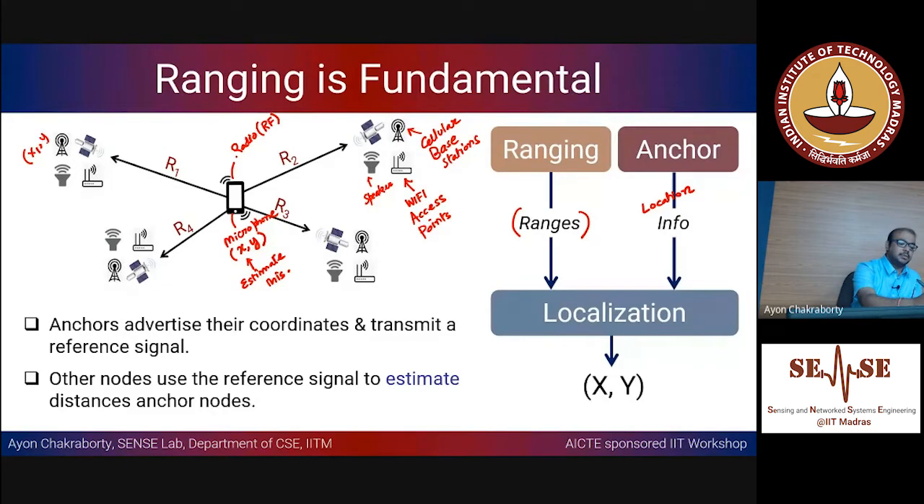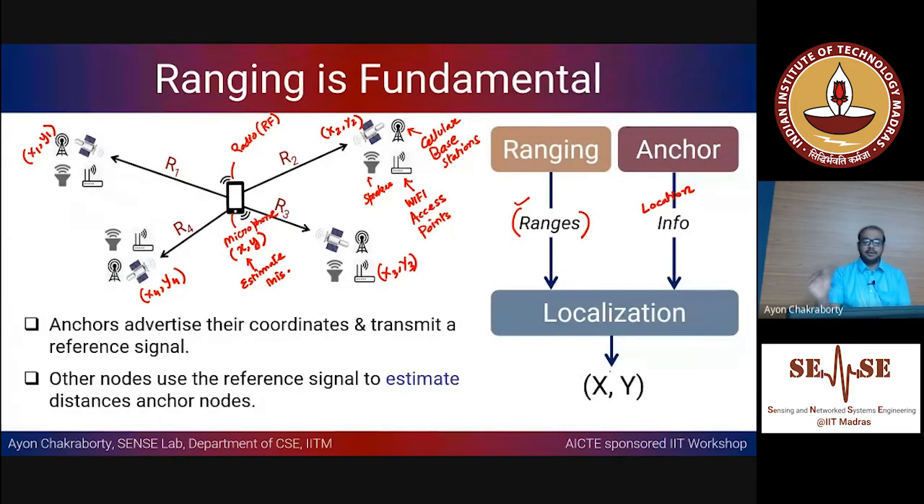This could be x1, y1. This could be x2, y2. This could be x3, y3 and so on. And this will be x4, y4. So these are the locations of the anchors, and apart from that you need these ranges, and in that way you can estimate the location x, y of the device.